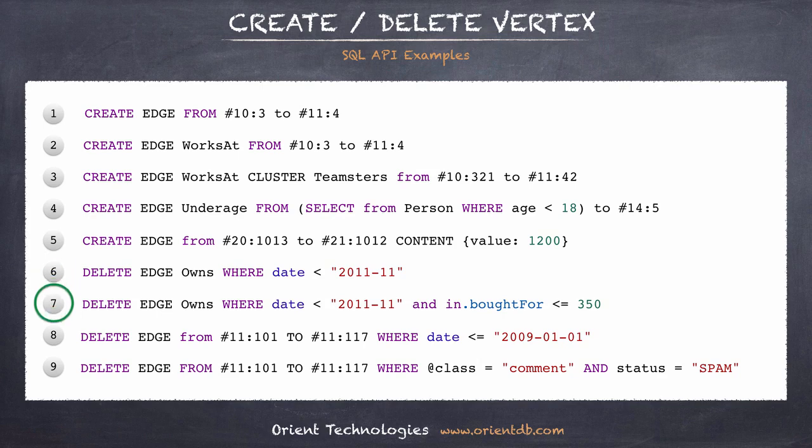7 deletes all owns edges with the date less than November 2011 and has an incoming edge with the property bought for with a value less than 350. 8 deletes all edges between two vertices that fall within a date range using the property embedded in the edge. And number 9 deletes all edges between two nodes with a class of comment and a status of spam.